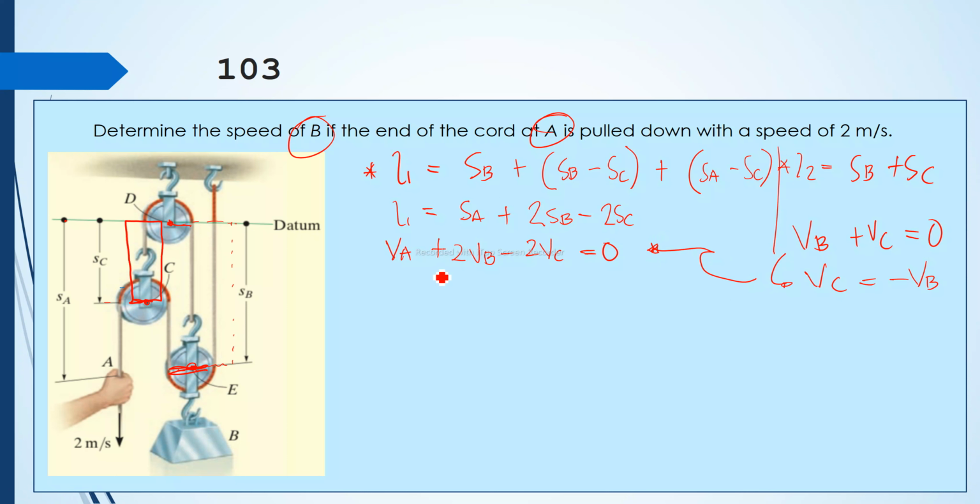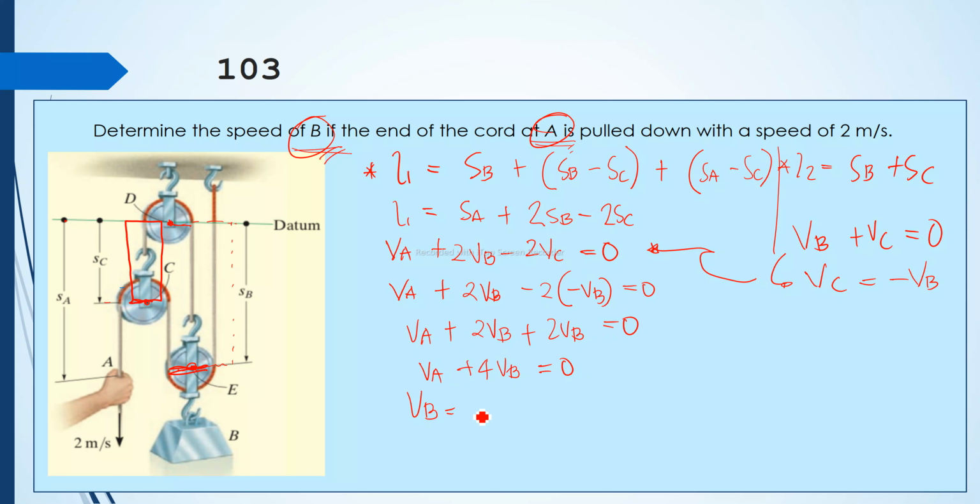This is the redundant one, because what we need is the velocity of B, and we already have the velocity of A. So substituting that equation here, we'll have velocity of A plus 2 times the velocity of B minus 2 times negative velocity of B is equal to 0. We'll have velocity of A plus twice the velocity of B plus twice the velocity of B is equal to 0. And we'll have the velocity of A plus 4 times the velocity of B is equal to 0. Therefore, the velocity of B is just equal to negative velocity of A over 4.